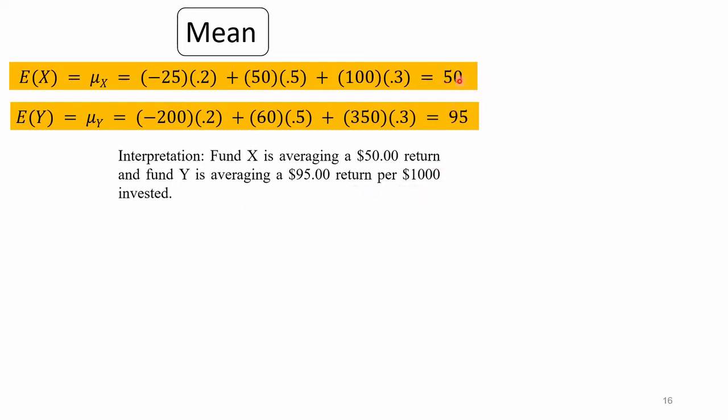So this 50 is telling you, look here, you have on average a chance of earning $50 for every $1,000 you invest in fund X, but you have a chance on average to earn $95 for every $1,000 that you invest in fund Y. So if we were to only look at these two numbers, obviously an investor would invest in fund Y. But there is a catch.